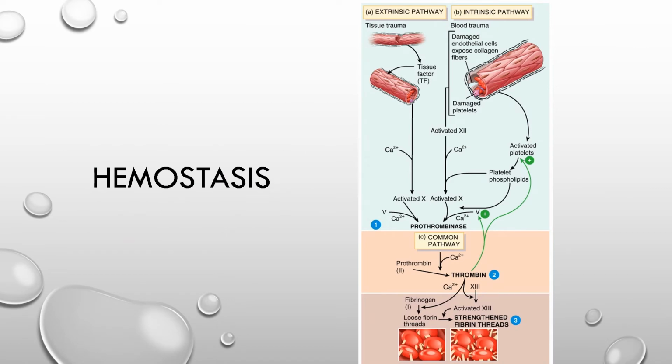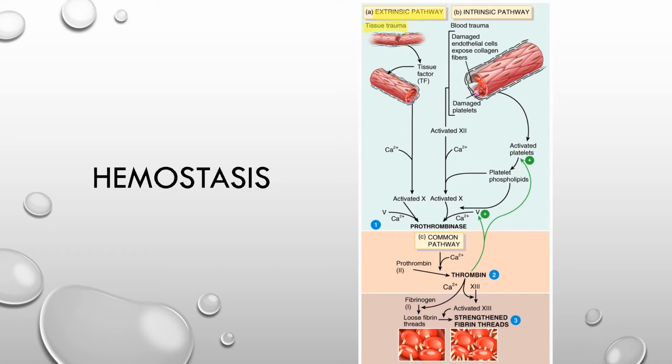So here we have the full blood clotting pathway, or coagulation pathway. On the top left here we have the extrinsic pathway of blood clotting. This has fewer steps than the intrinsic pathway, and it occurs quite rapidly, within a matter of seconds, if the trauma is severe.